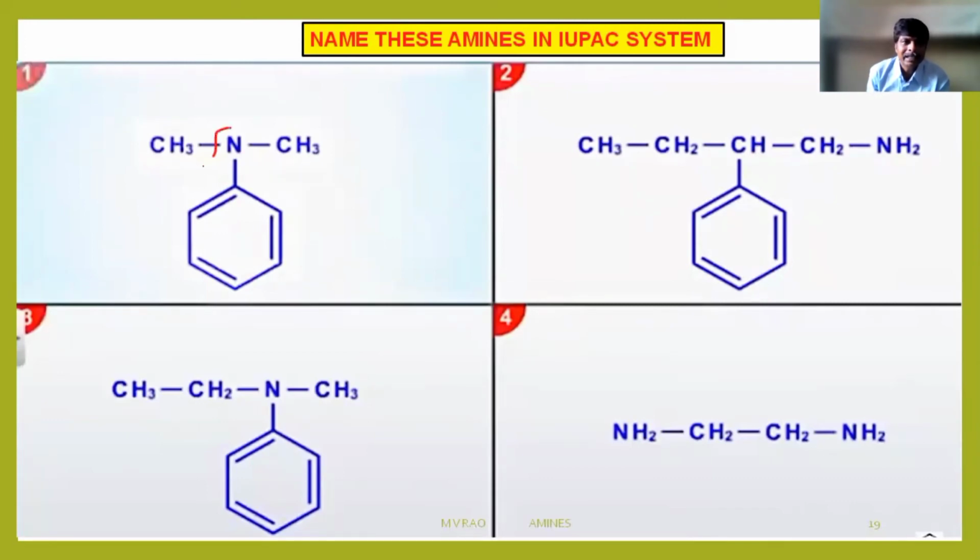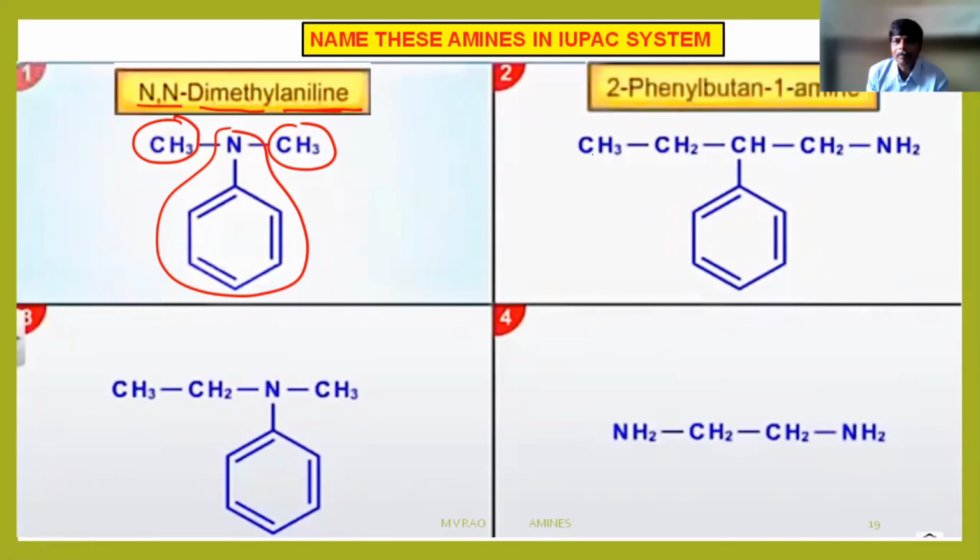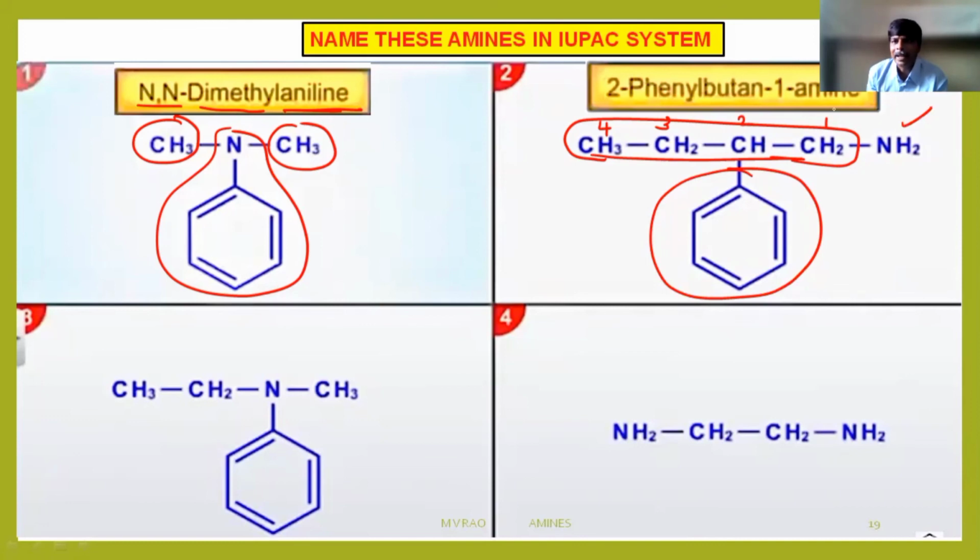Try to find out the names for these compounds. The first one is aniline or benzenamine. This is methyl, this is methyl. So two methyls are there: N,N-dimethyl aniline. What about the next compound? 1, 2, 3, 4, four carbons. At 1, amine: butane-1-amine. At the second position, phenyl. This one is taken as the parent chain: butanamine, 1-butanamine. At the second position, phenyl.